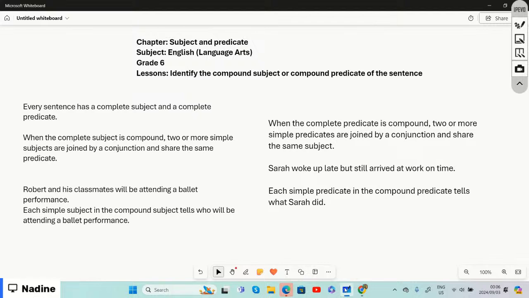And when the complete subject, right, is compound. So now we're talking about compound, right? If it is compound, then it means that it is two or more simple subjects that is joined together by a conjunction and then we share the same predicate.